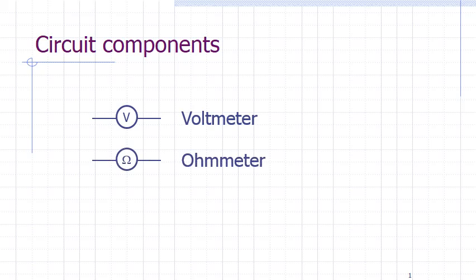Voltmeters, a circle with a V. Ohm meters, a circle with an ohm symbol inside, omega, and then an ammeter with an A inside.